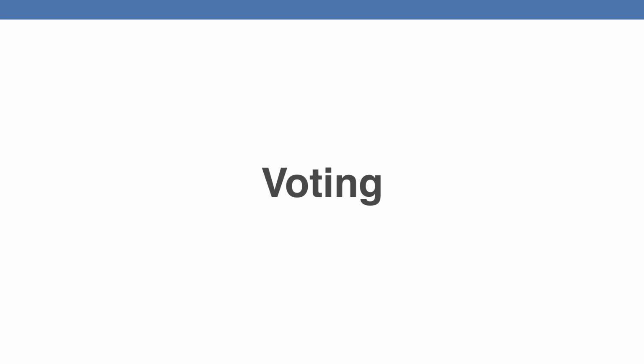Then you have majority. Majority means that at least 50% or more of the group has to agree with the decision before the decision can be made. And lastly, we have unanimity, which means that everyone on the team has to agree with the decision before the decision can move ahead. So that's the different types of voting that you can have on your project.